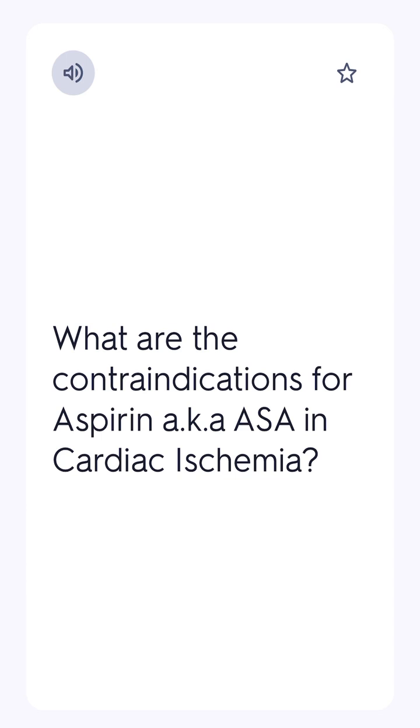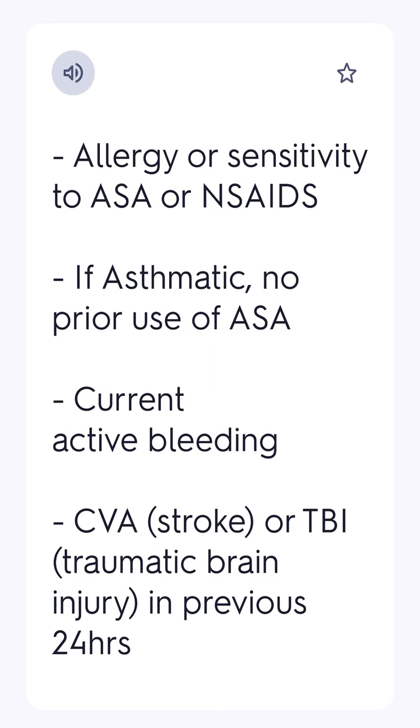What are the contraindications for aspirin, aka ASA, in cardiac ischemia? Allergy or sensitivity to ASA or NSAIDs, if asthmatic with no prior use of ASA, current active bleeding, CVA or TBI in previous 24 hours.